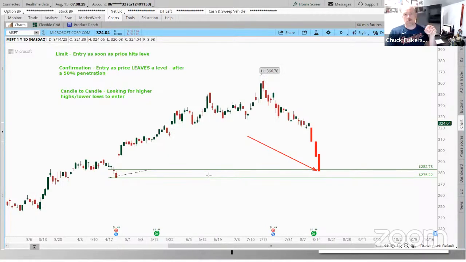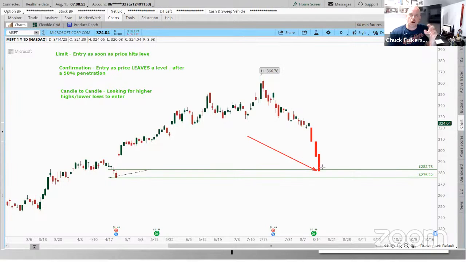My entry is going to be as soon as price touches the top of the level. Now, the advantage of that limit entry is that I'm going to get into the position way earlier, right? I get into the position way earlier, and when I do, I'm getting in before a lot of other people are buying in. And the advantage is I'm getting in way earlier than everybody else.